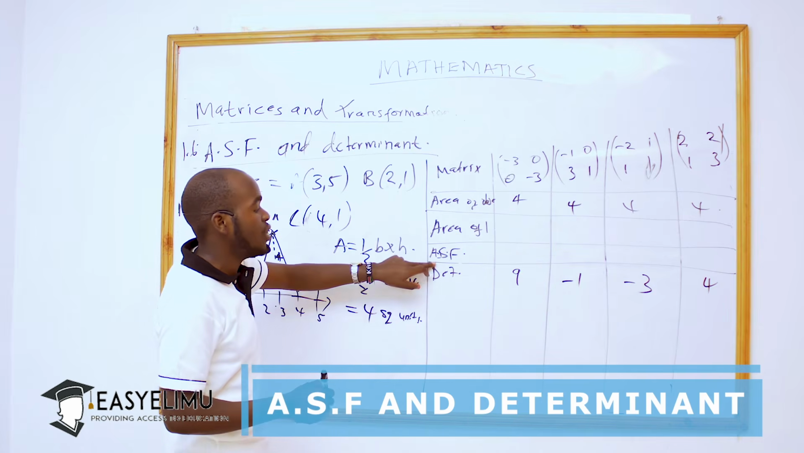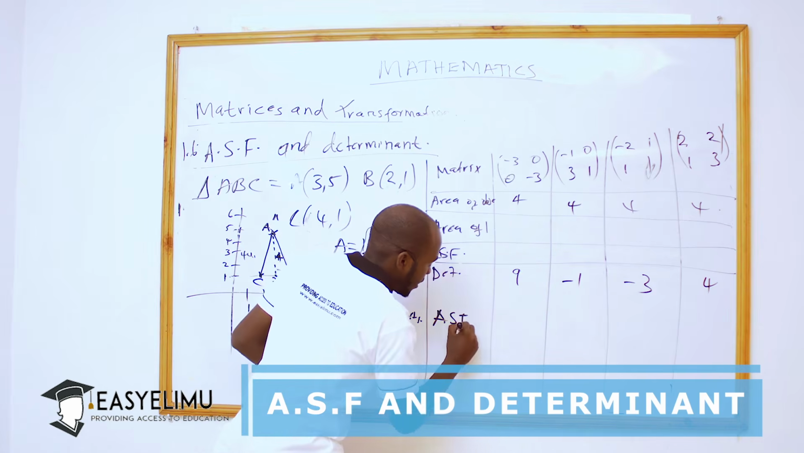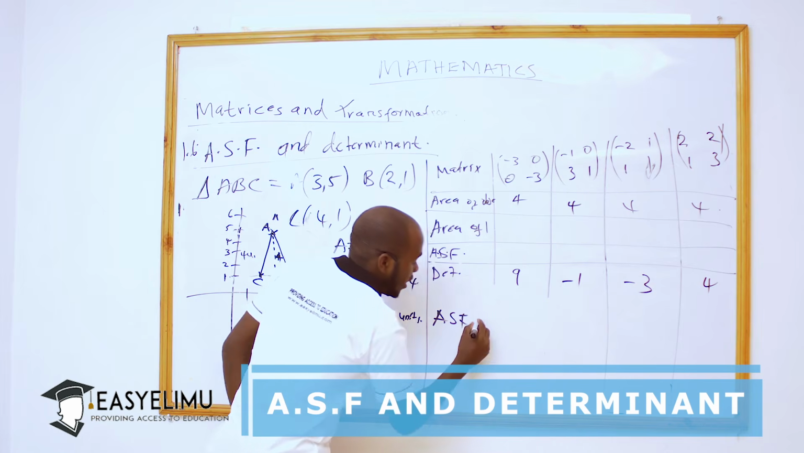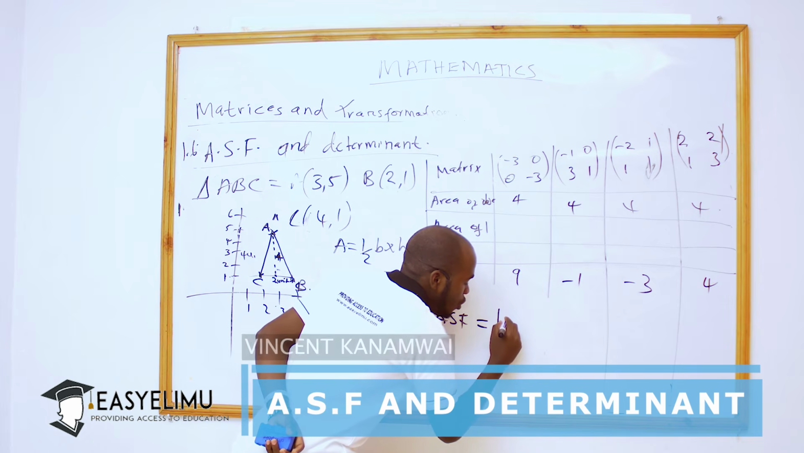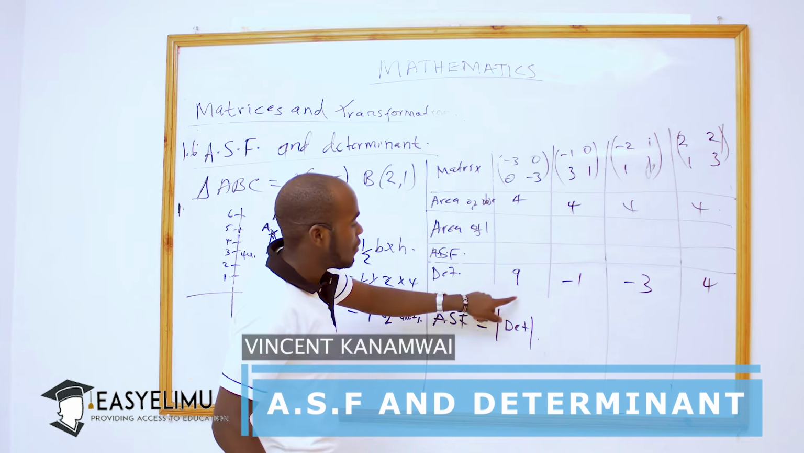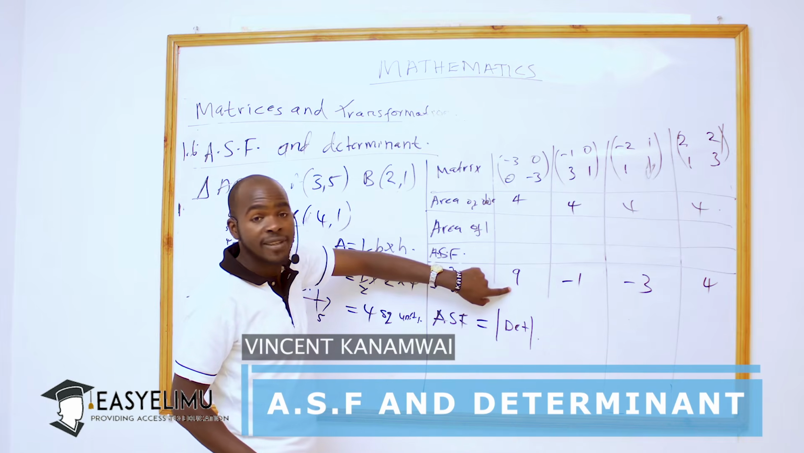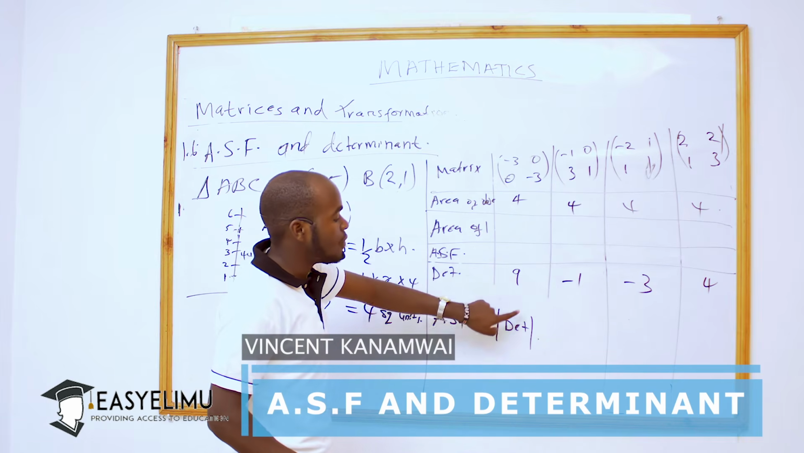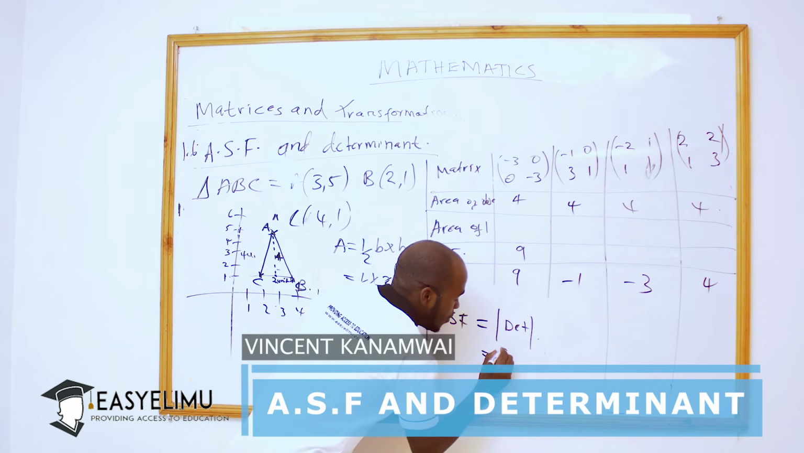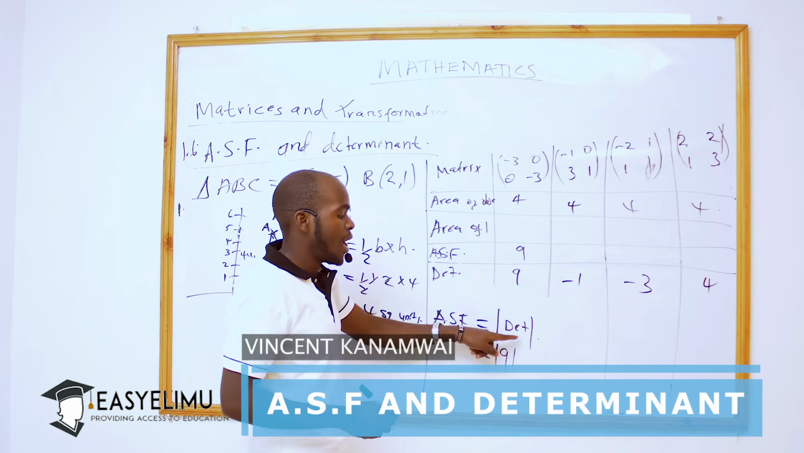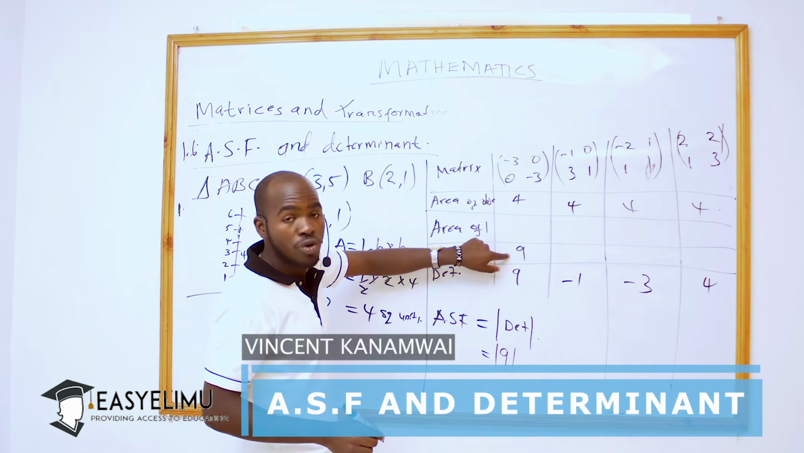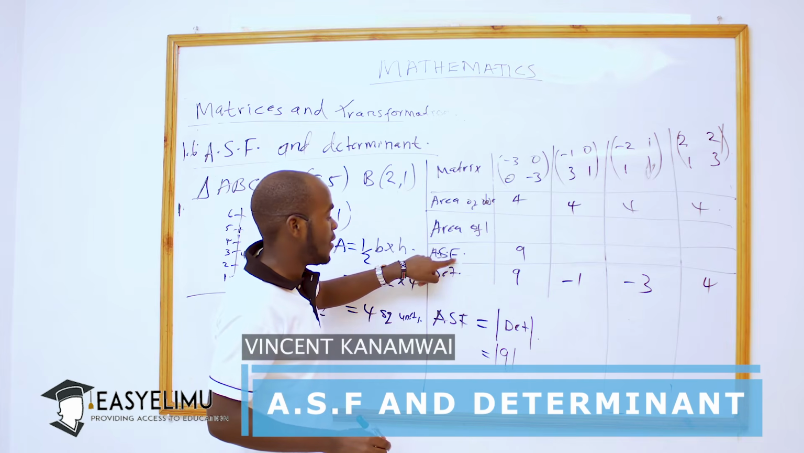Now we have found the determinant of the respective matrices, and we shall find the area scale factor. We said area scale factor is equal to the absolute value of the determinant. And here our determinant for the first matrix is 9. So the absolute value of 9, where 9 is the determinant of the first matrix, is equal to 9. And that is our area scale factor.